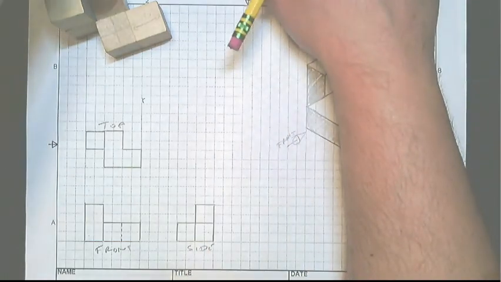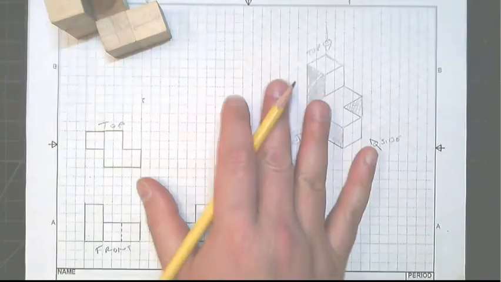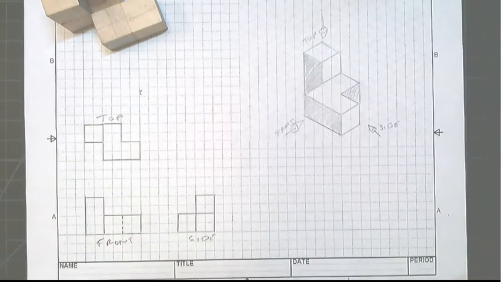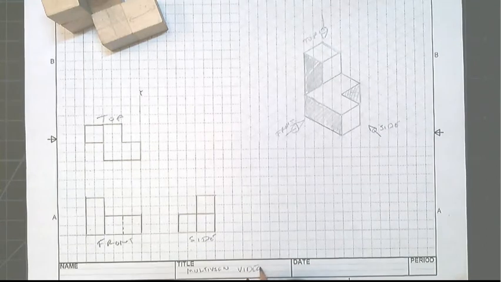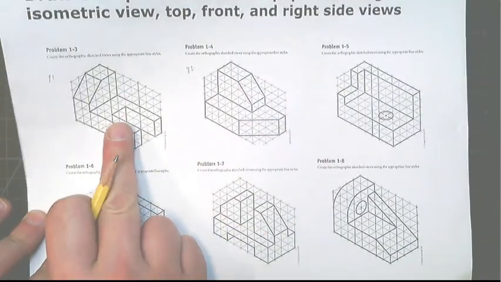Please move on to your workbook problems. There will be lessons provided for some of these. The rest you'll have to use the skills that you learn in order to create them. So after you completed this lesson, turn this in as multi-view video lesson. So title it multi-view video lesson with your name, the date, and period. Turn that in, and then move on to problem 1-3, which is your next video lesson.